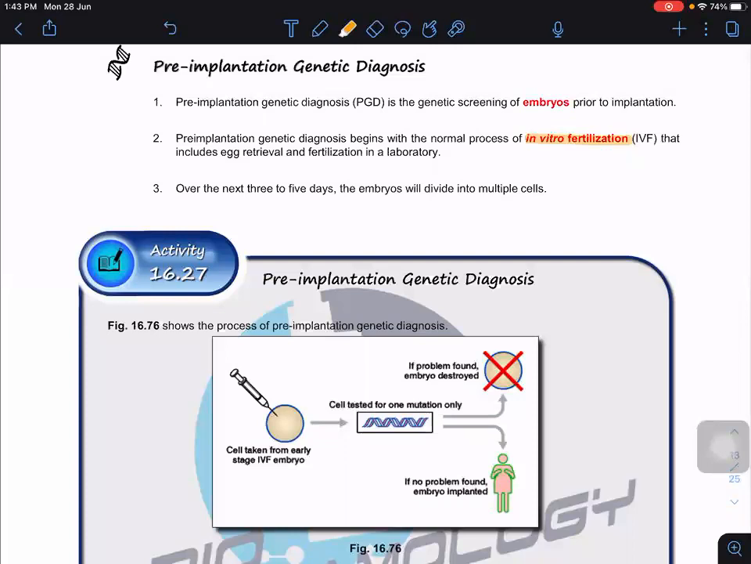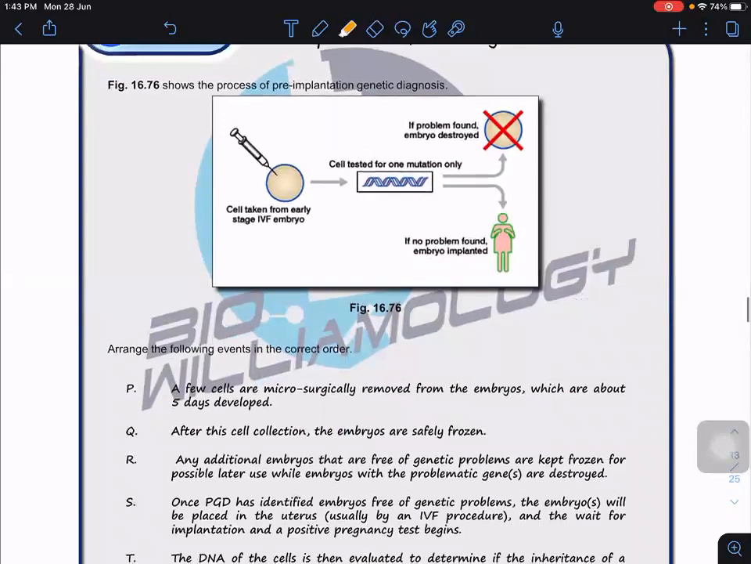Okay, so pre-implantation means before implantation. So before implantation, this can only be done by using IVF. So what actually happens here is very simple. In this case, one or two cells from the embryo, from the IVF, will be taken, and then we can check. If there is a problem, this embryo will be destroyed or will not be implanted. If no problem, it will be implanted.